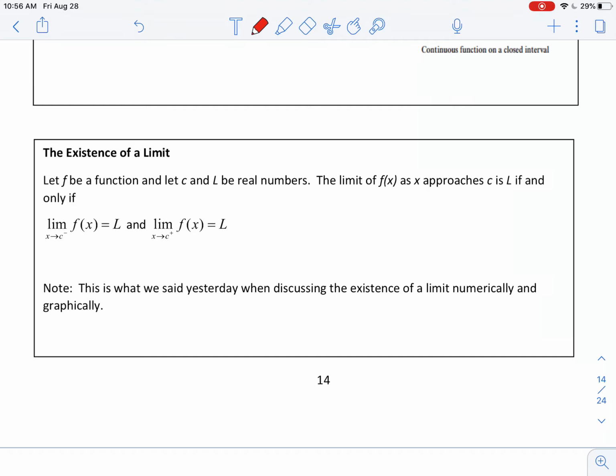Basically, what they're saying is, like we talked about before, how the graphs come together on the two sides. The limit from the left is equal to the limit from the right. Your fingers are coming together on the graph, or the graph is coming together. Or if it's a table, both sides of the table at x equals c are converging to the same number.